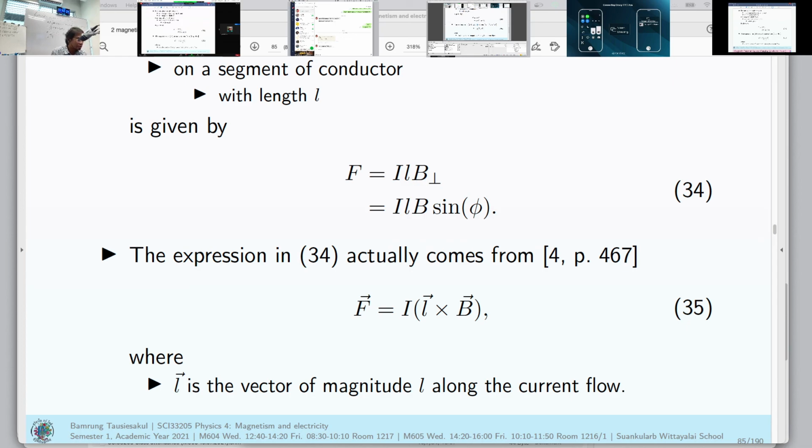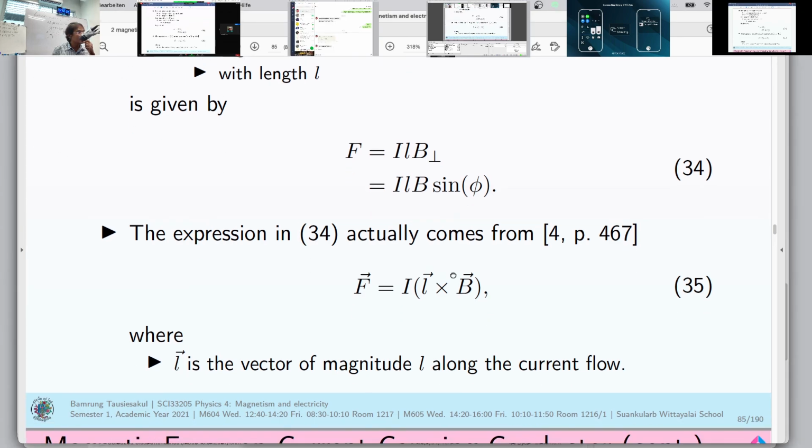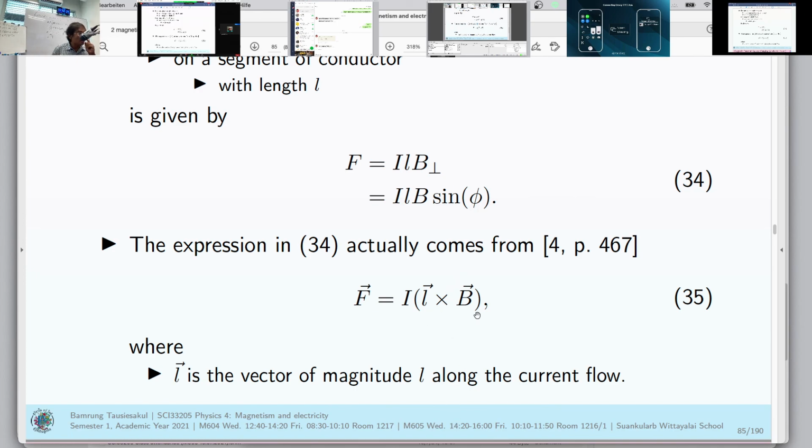In bachelor degree, it's IL cross B. If you know the characteristic of the cross product, you find that it's the magnitude of those two vectors, and then there will be a factor sine of an angle. That angle is the angle between two vectors. Phi is the angle between vector L and vector B.